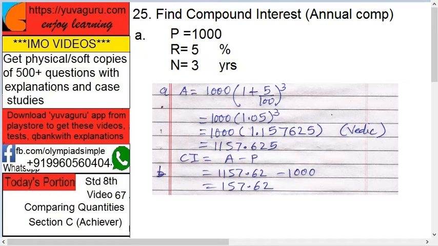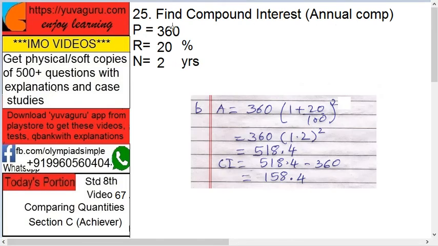Now B part. Again find the CI, annual compounding. P equals 360, R equals 20%, N equals 2 years. This is for practice basically. You do your practice, take pen and paper and try solving this. So A equals 360 into (1 plus 20 upon 100) raised to 2. So 1.2 the whole square, right? 1.2 square means 1.44, since 12 square is 144. So 144 into 360, adjust the point. So it becomes 5184, and with the point adjusted it becomes 518.4. Okay, do it yourself.